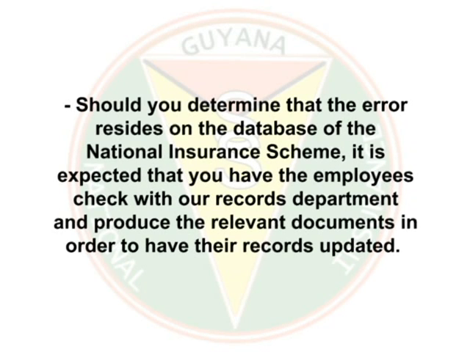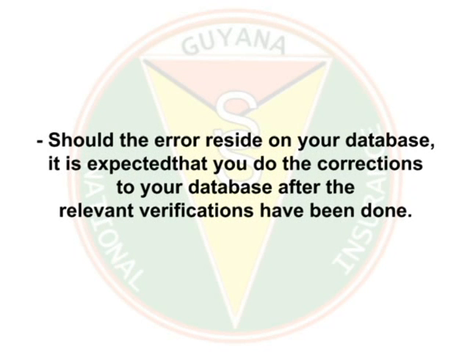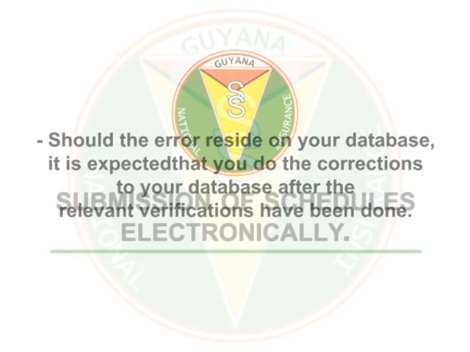Should you determine that the error resides on the database of the National Insurance Scheme, it is expected that you have the employees check with our records department and produce the relevant documents in order to have their records updated. Should the error reside on your database, it is expected that you do the corrections to your database after the relevant verifications have been done.